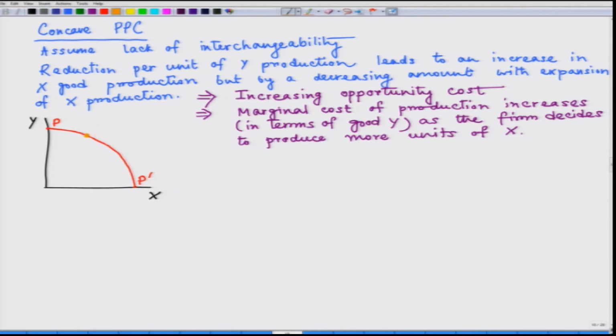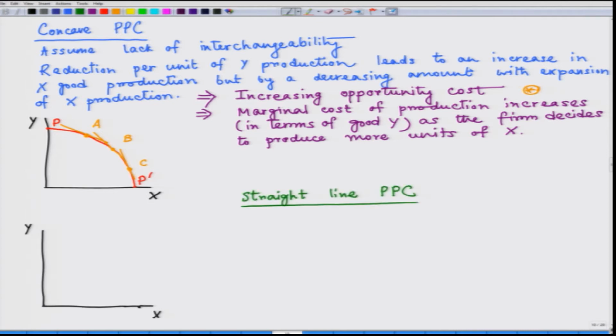Suppose this is a point A, this is a point or possibility B, and this is another possibility C. Now, if you draw tangent to this production possibility frontier at these points, they will give the slope of the production possibility frontier at these points, and you see the absolute value of the slope is increasing. So, that is the interpretation or implication of increasing opportunity cost in terms of calculus.